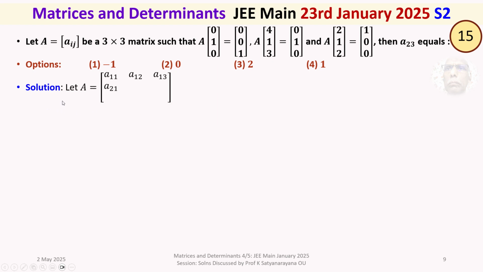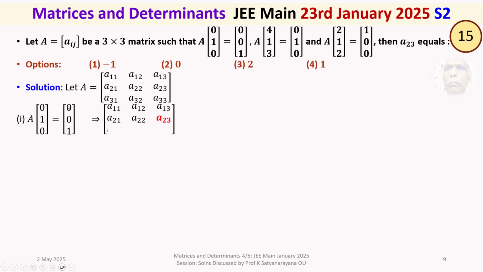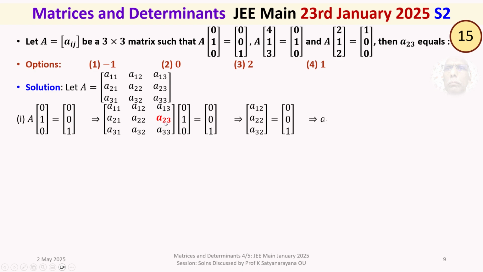Let's now discuss the solution of the problem in detail. Let A be this matrix, A11, A12, A13, etc. Take the first one. A multiplied by the column vector 0, 1, 0 is equal to the column vector 0, 0, 1. The matrix A you write, and A23 I have written in red because I want that. When you post multiply any matrix by the column vector 0, 1, 0, the answer will be the second column. So the second column is equal to 0, 0, 1. That will give you A12 is 0, A22 is 0, A32 is equal to 1.